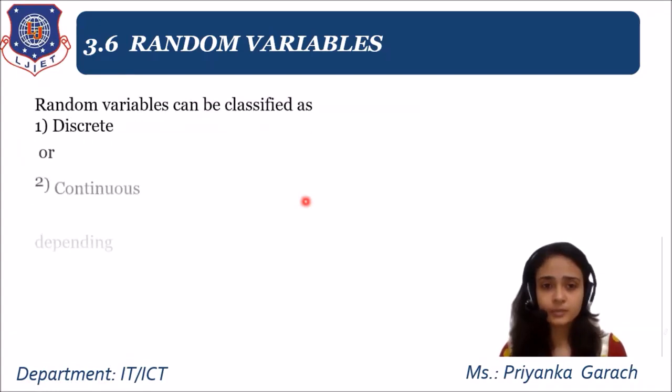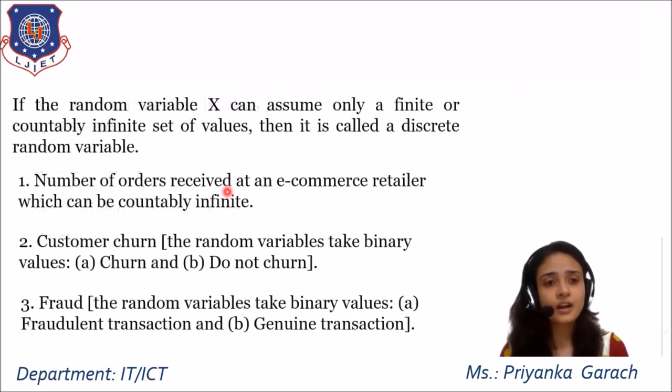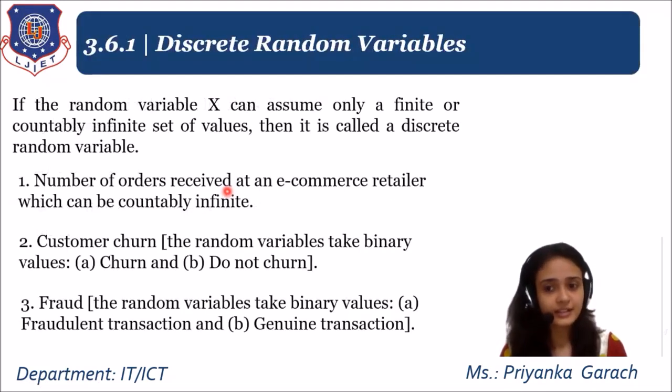Now random variables can be classified as discrete random variables and continuous random variables, depending on the values which the random variable takes. Starting with the first one, that is the discrete random variables. So what are discrete random variables? We have to see that. Let's see the definition of the discrete random variable first.